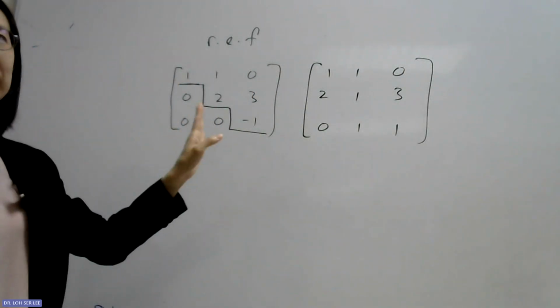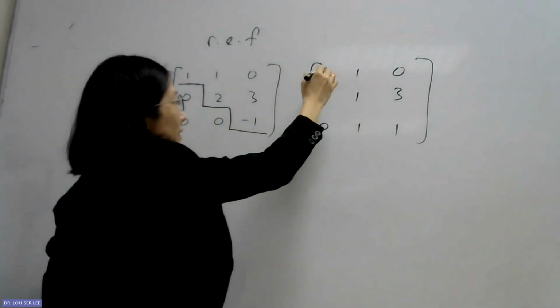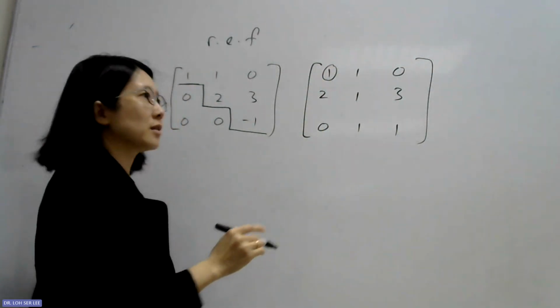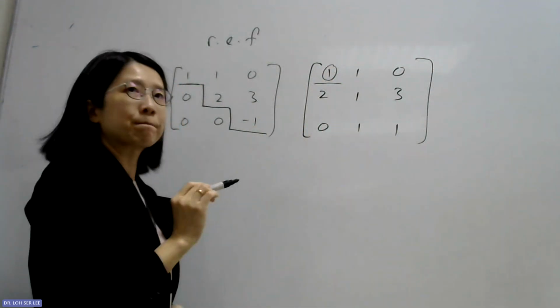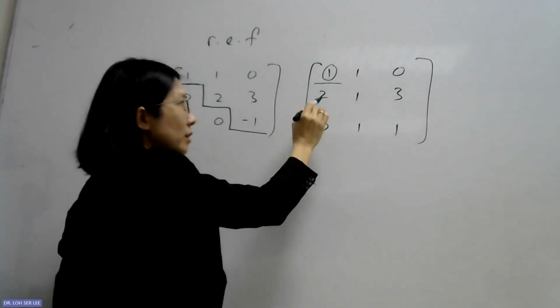Okay, this is not REF. Why? This is the pivot. Suppose you should have a line here. Okay, but this is not 0.